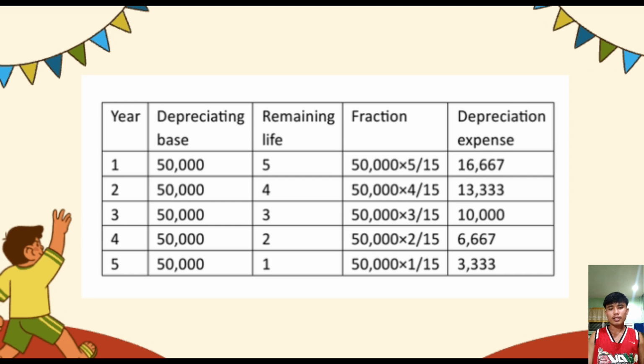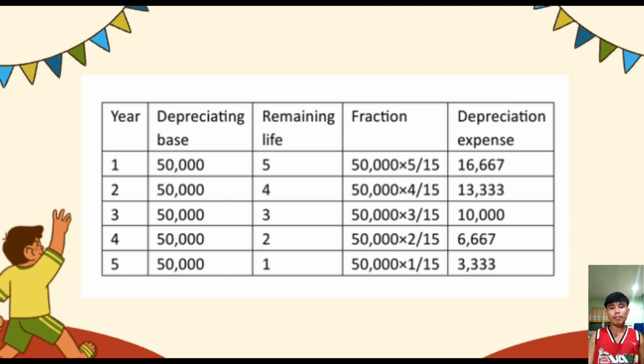And the next one is the fraction. This allows us to calculate the depreciation. Here we need to add up all the years and make it a fraction. So basically 1 plus 2 plus 3 plus 4 plus 5, and the total is 15. So that will be the bottom of our fraction.